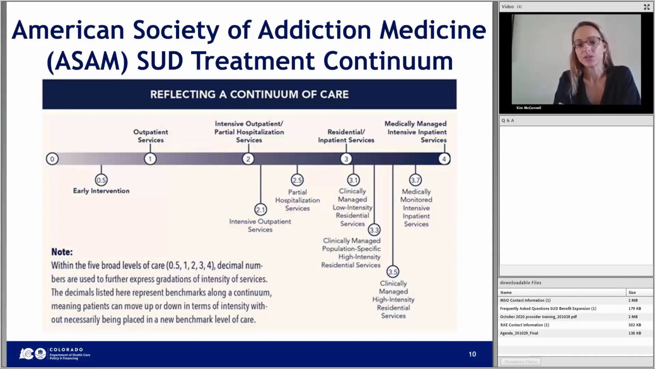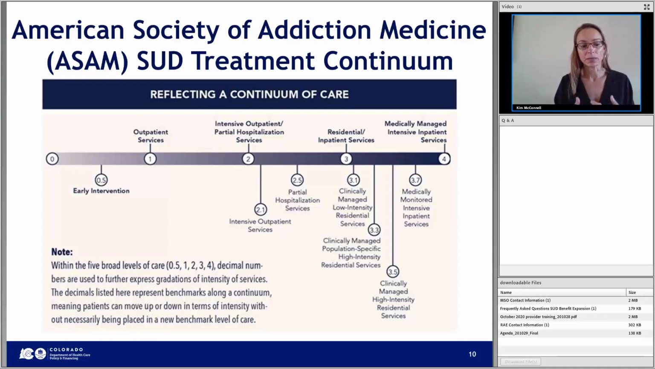3.3 services are interesting, or let's say they're categorically different than 3.1 or 3.5 that bookend the 3.3 level. They are not sort of a halfway point between 3.1 and 3.5 in terms of the intensity of services that are provided. They're actually designed for a specific population of folks that have cognitive impairments that prevent them from being able to successfully participate in 3.1 or 3.5 services.